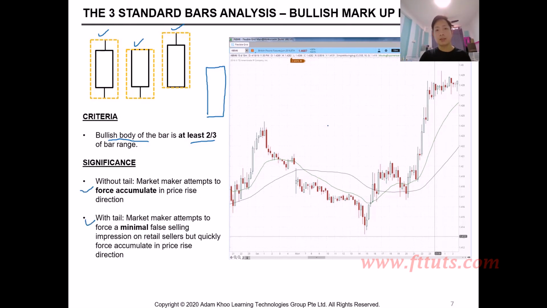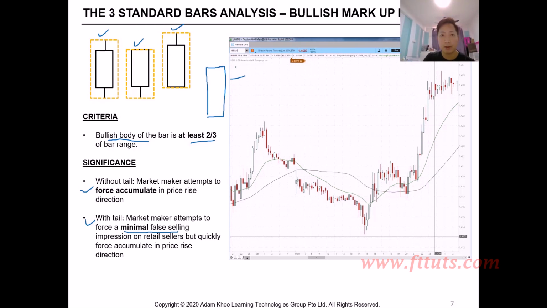The most important thing to take note of is that with tail or no tail is actually not important, because it's just a minimum kind of forced selling, a fixed selling bar because of the small tail, right? But it's not as significant as a bullish pin bar. But what's the significance of a bullish markup bar? Because it's a 2/3 bullish bar body, we say that this has commitment.